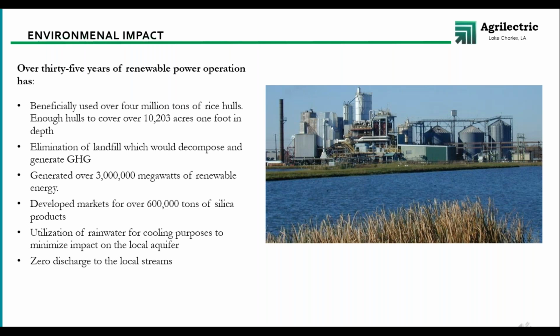A couple other points on the slide is that we have a team that is continuously developing products for the RHA markets. We utilize Louisiana rainfall of 60 inches a year for cooling and do not tap into an aquifer for cooling purposes. You'll notice in a photo, a 23-acre cooling pond that utilizes the surface area for evaporation cooling.